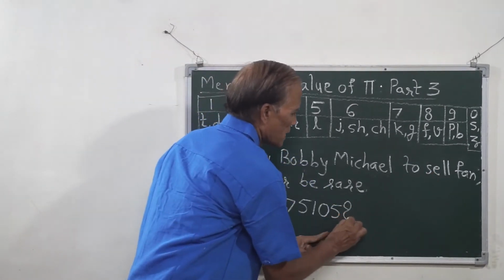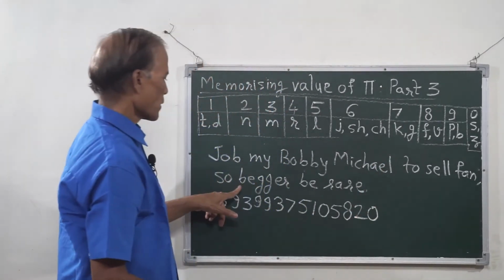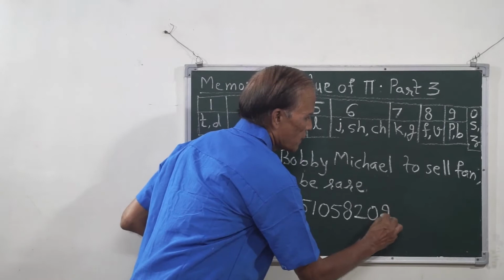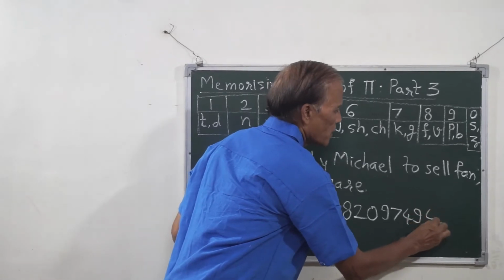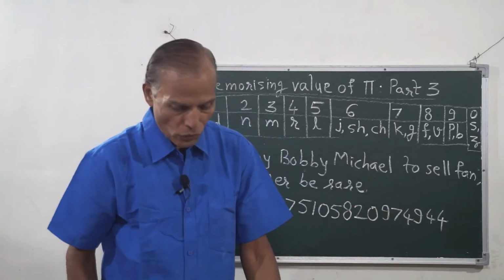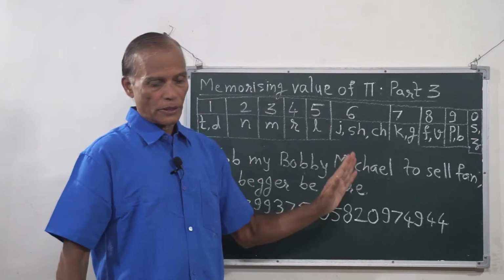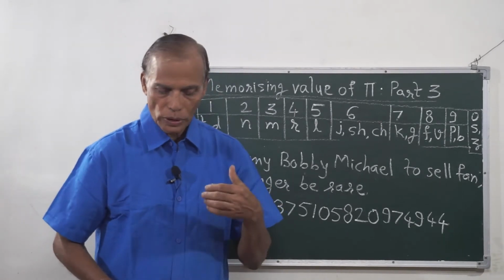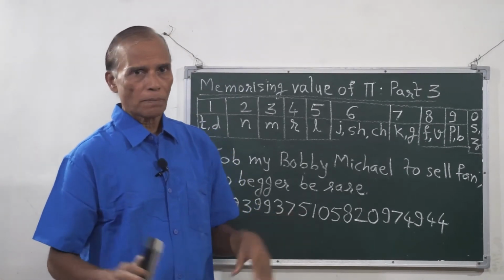Then fan, that is 8, 2, S again, so 0. Then beggar, B, G and R, so 9, 7 and 4. B again 9 and rare, R means R and R, that gives us 44. So this sentence takes us to 60 digits. Then again 2 sentences I will give you so that we get the value of pi up to 100 decimal places completely.